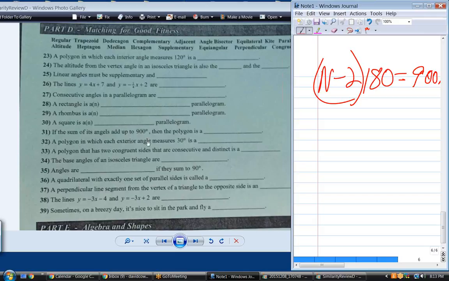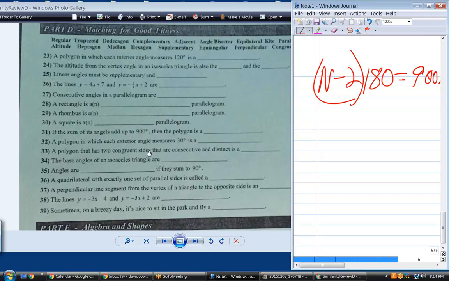A polygon in which each exterior angle measures 30 degrees is what? How many sides? Dodecagon. Good, because you knew that the sum of the exterior angles is 360, right? No matter what the polygon is, the sum of its exterior angles is always 360. Triangle, square, 20-sided figure, doesn't matter. So this has to be 12-sided.